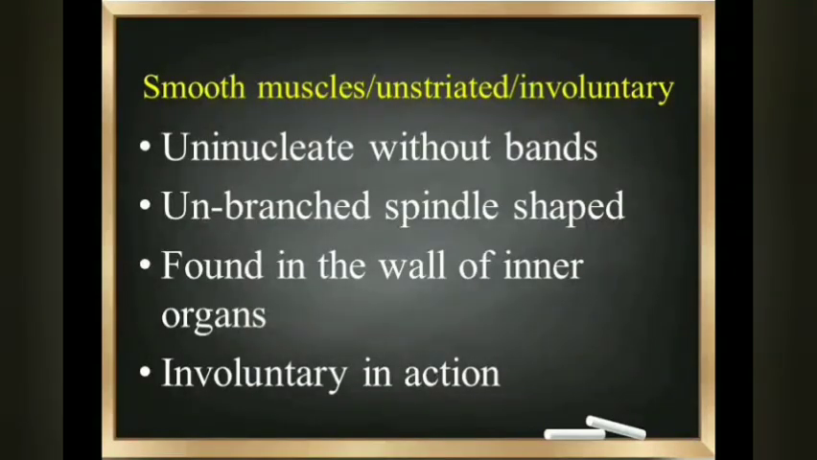Smooth muscles or unstriated muscles or involuntary muscles. They are uninucleate without bands, and they are unbranched, spindle-shaped with tapering ends, found in the wall of inner organs, and they are involuntary in action. It is not directly under our control.